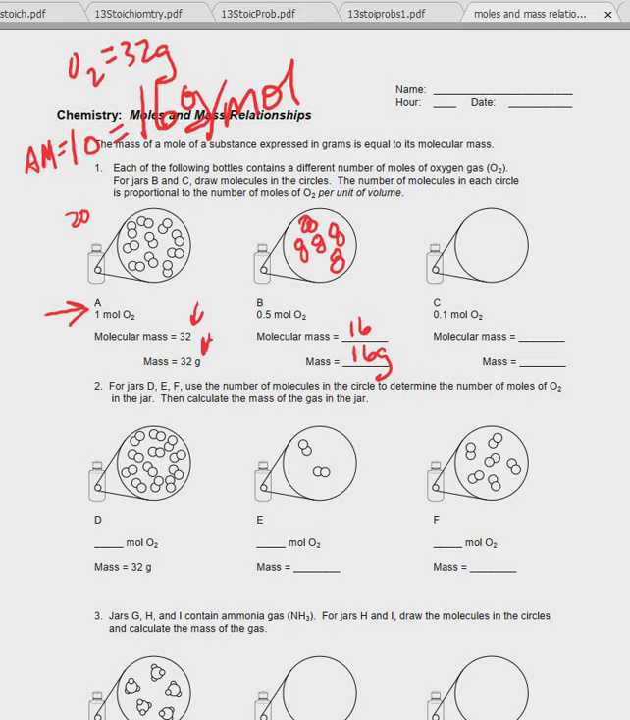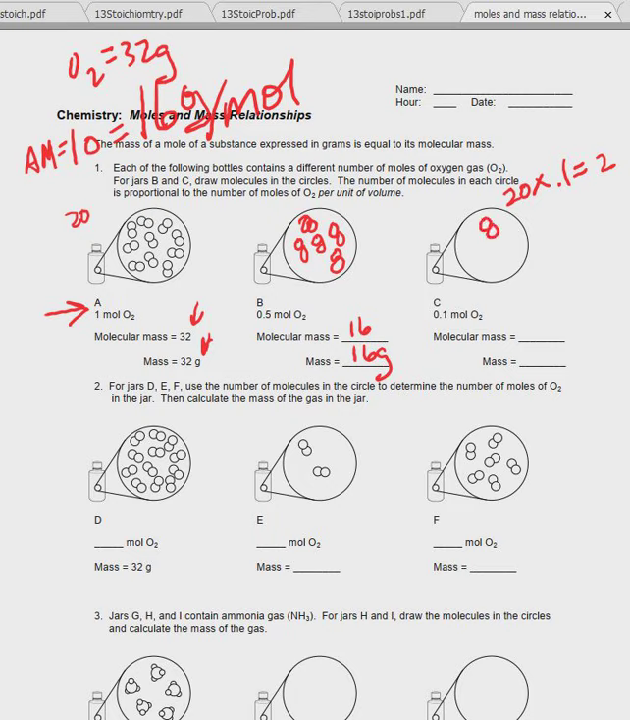So 0.1 moles, which would be 10%. So if there was 20, then 20 times 0.1 equals 2. How do we get that? We took 20 times 0.1, and that equals 2 pieces. That's it.